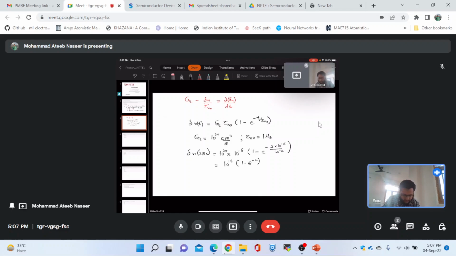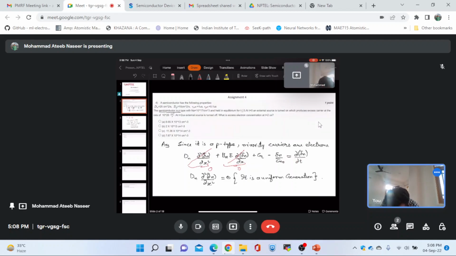So let me solve this in my calculator, and it comes out to be equal to 8.65 into 10 to the power 13 per centimeter cube. So let us check the options, and clearly it is option A that matches our result. So we will take option A. This is the correct result.